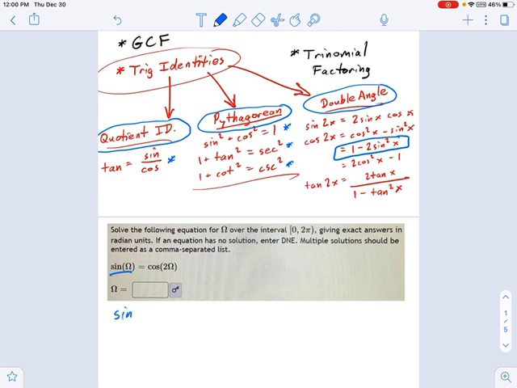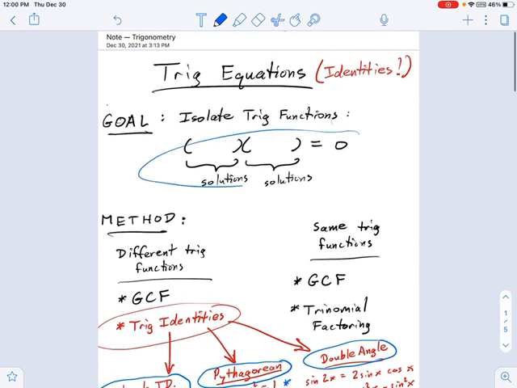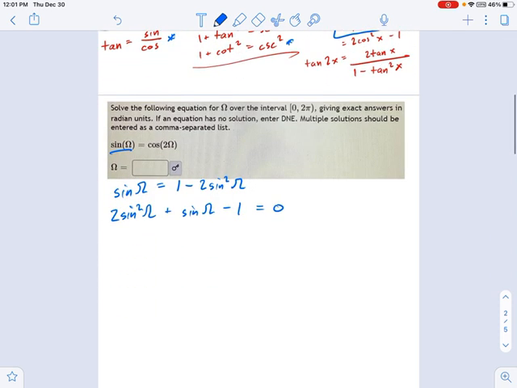So we'll rewrite this and say sine of omega equals, and now make that substitution, 1 minus 2 sine squared omega. Having done that, double angle identity, now it's just a quick factoring job. You add 2 sine squared to each side to get it on the left. I have plus sine omega and minus 1, and that'll equal 0. And remember, our goal is to get this in factored form, which means I want 0 on one side of the equation. Now I should be able to factor this.